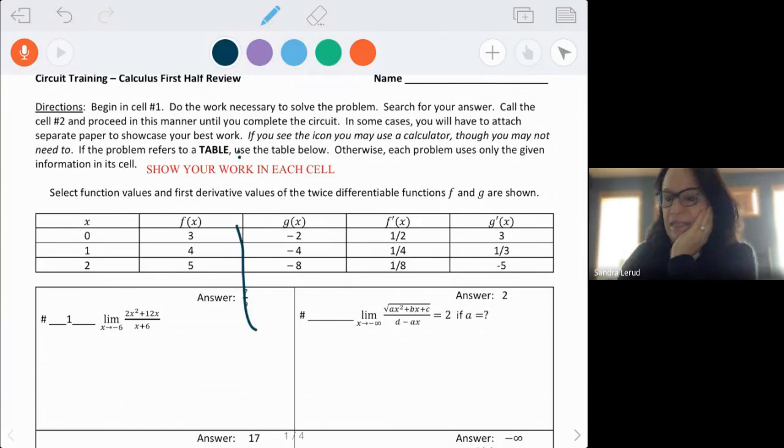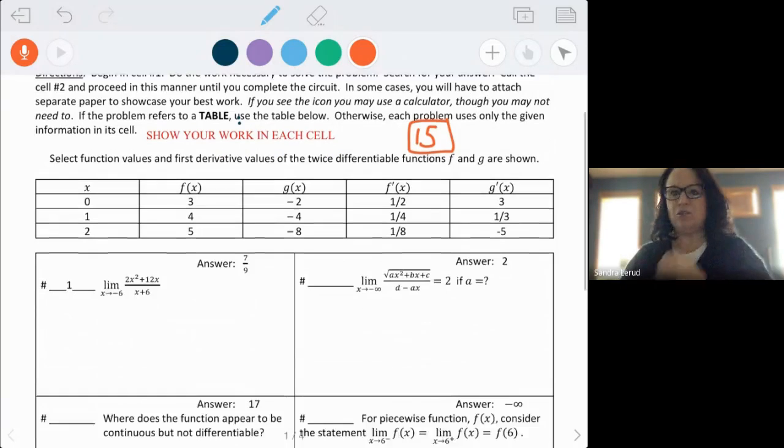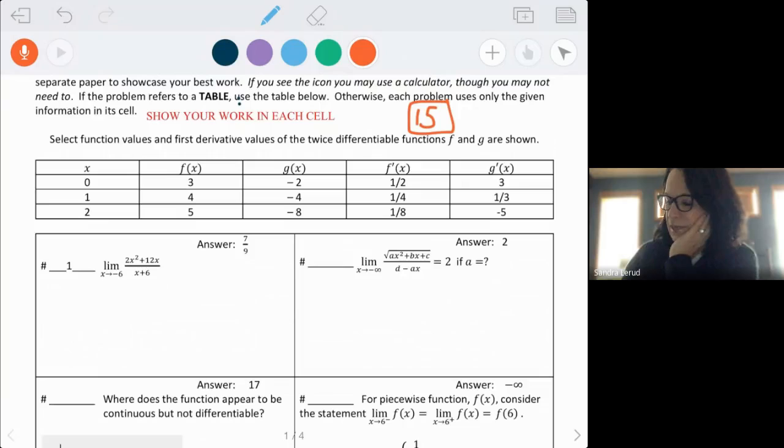But my intent with this is that it will be 15 test points, but it will be very easy to get all 15. You just have to do it on time, and I'm going to guide you through the circuit. You're just going to need to supply some work. I'm not going to tell you which ones. I'm going to pick 15 of them, and I'm going to check that you have work.